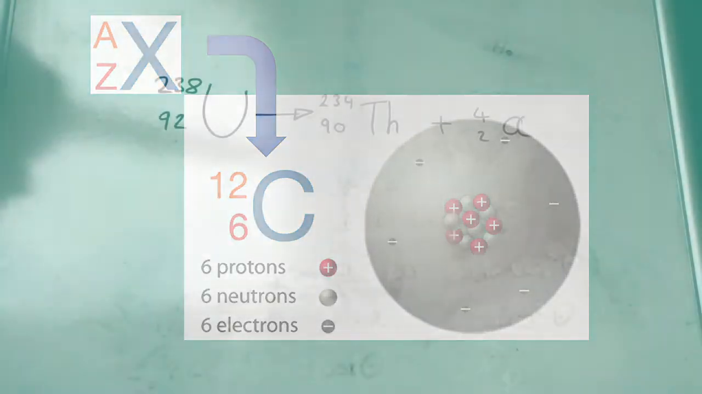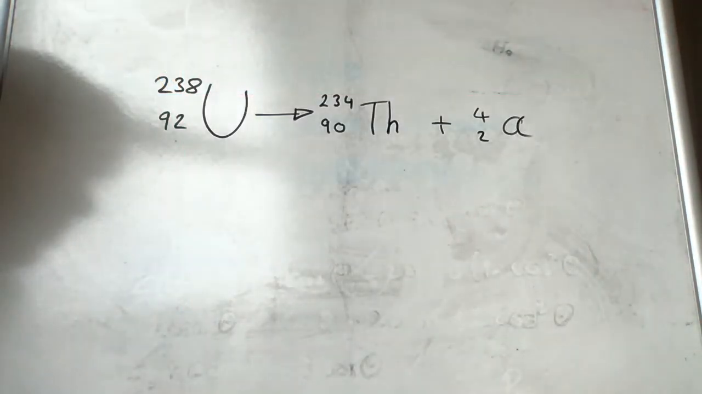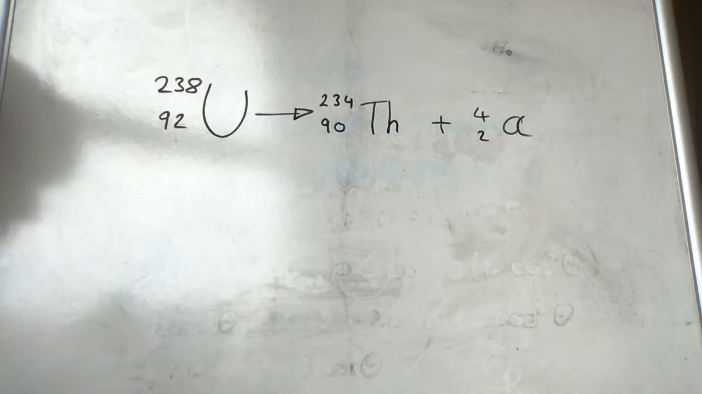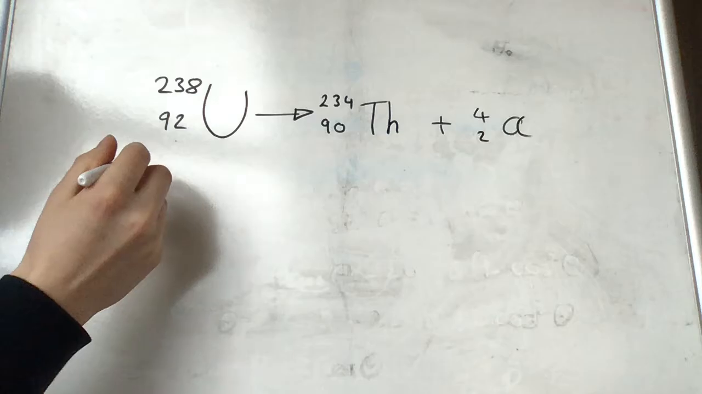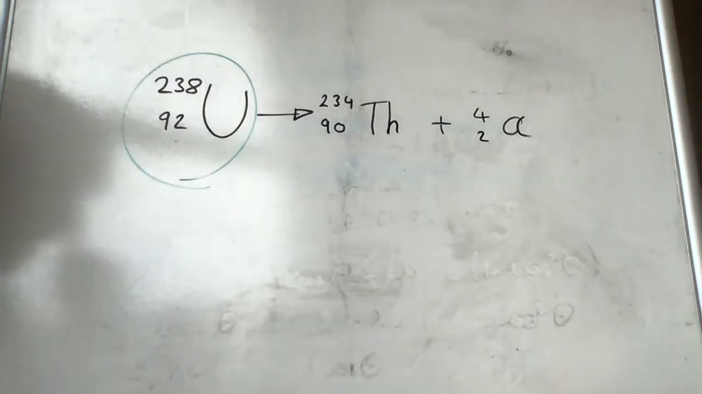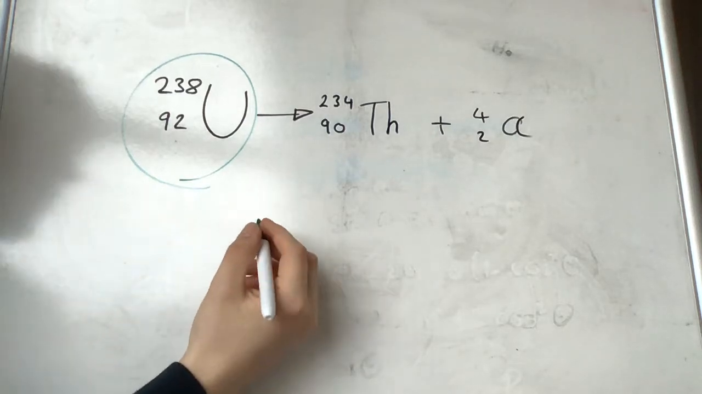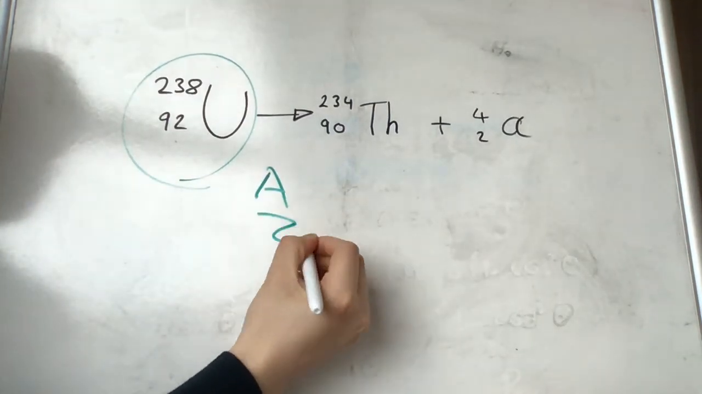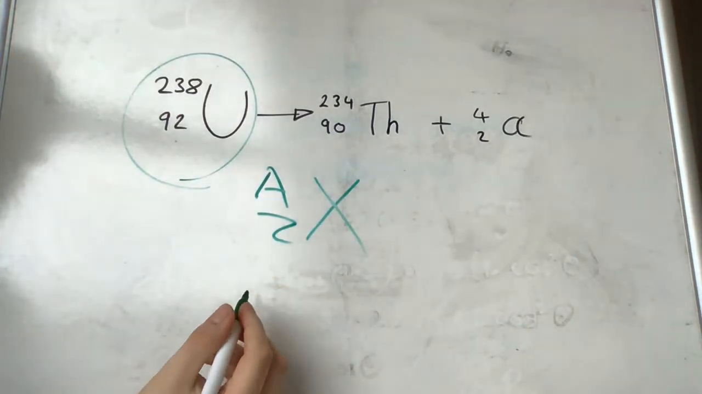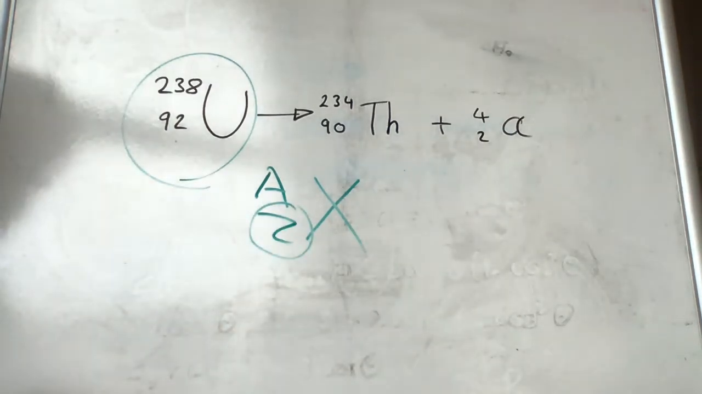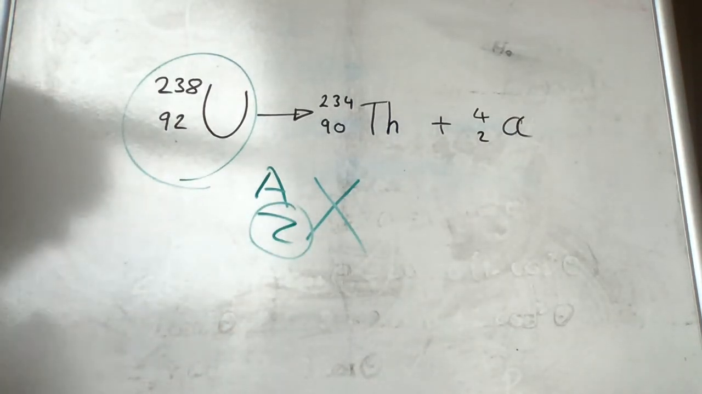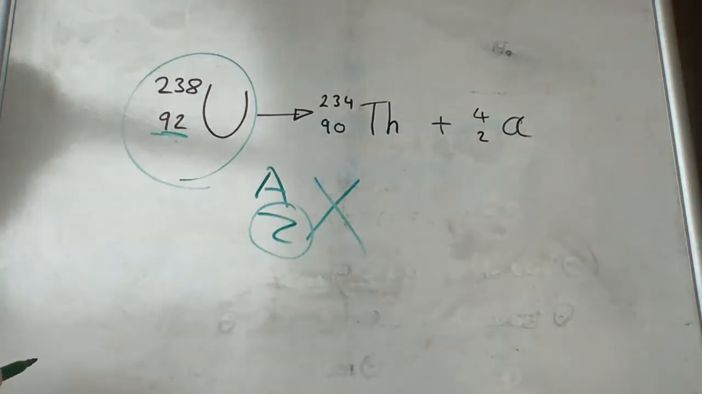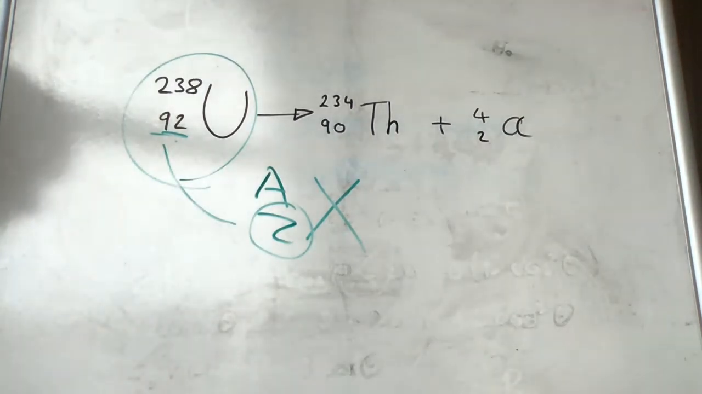inside the atom. Okay, so let's look at an equation of uranium decaying into thorium. What is the atomic number, the proton number, of uranium? So here's our uranium in the equation. What do you think it could be? Now, if you remember that our notation is A, Z, X, and we know that the Z corresponds to the proton number, therefore the proton number in the uranium must be 92, as that will correspond to the Z there.